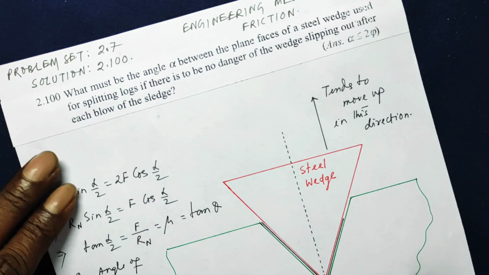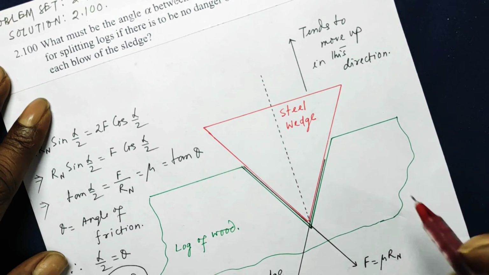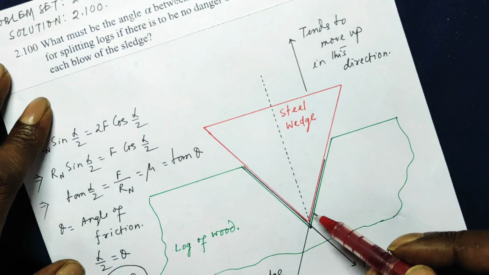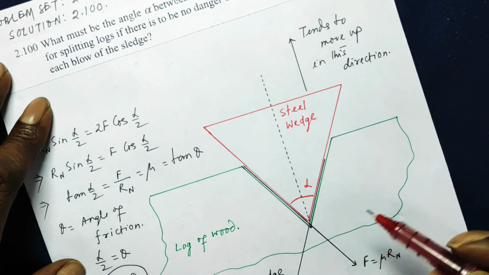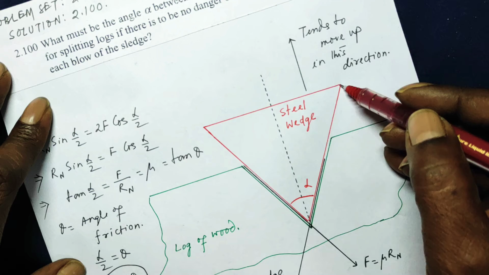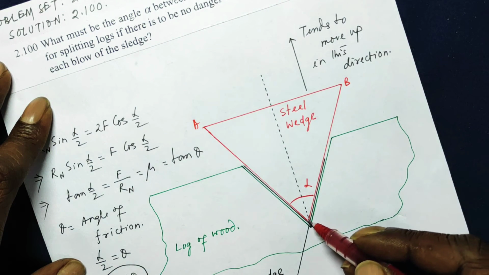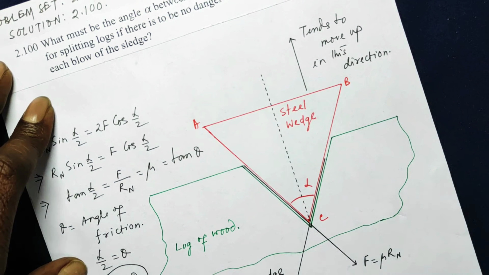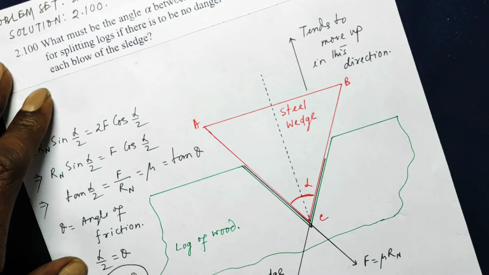What must be the angle alpha between the plane faces of a steel wedge? Look at this red part. This is a steel wedge. This angle is alpha. This side, let me name it as B. Let me name it as A, and this point as C. So BC and AC are the two plane faces, and the angle between the two plane faces is alpha.